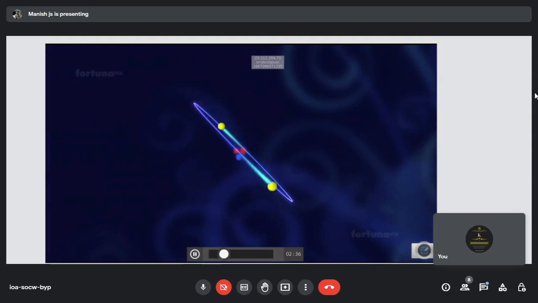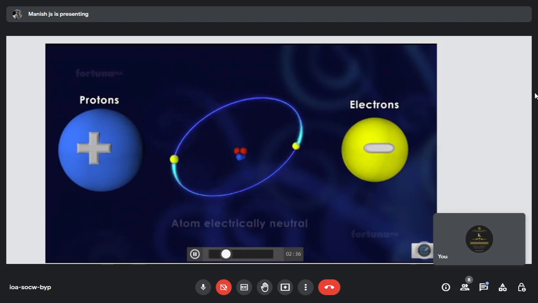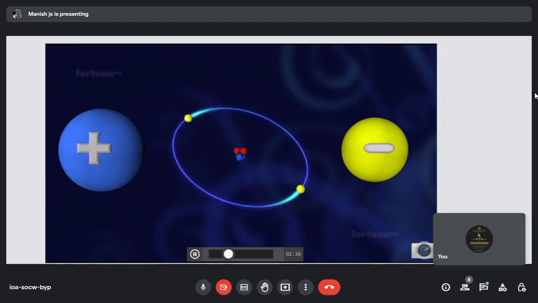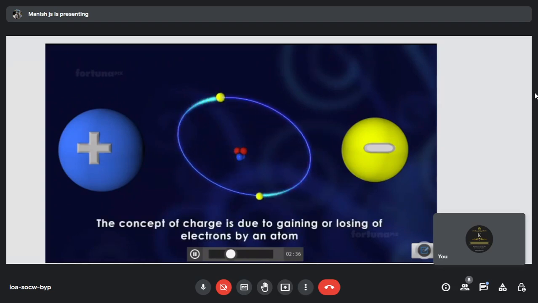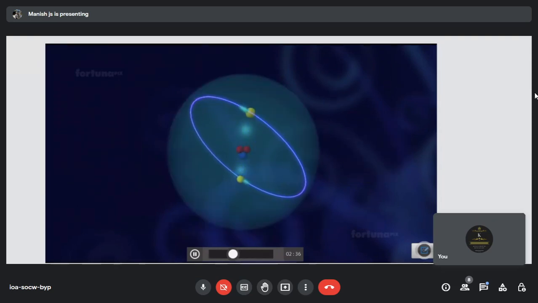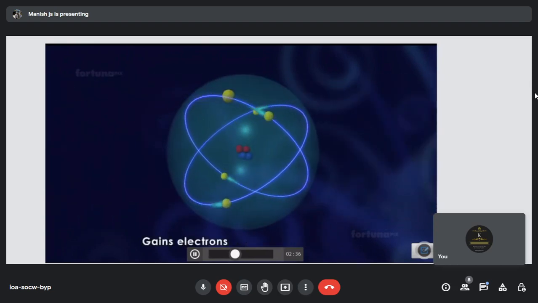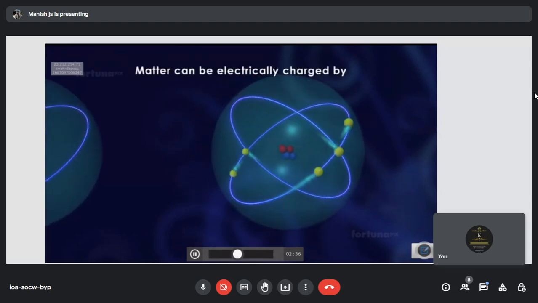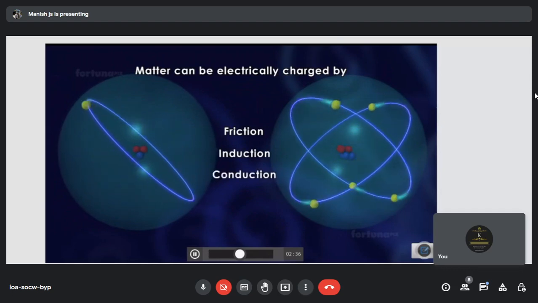Atoms have equal number of positively charged protons and negatively charged electrons, making the atom electrically neutral. The charge on an electron is the smallest integral value of charge in nature. The concept of charge is due to gaining or losing of electrons by an atom. If it loses electrons, it becomes positively charged. And if an atom gains electrons, it becomes negatively charged. Matter can be electrically charged by friction, induction, or conduction.